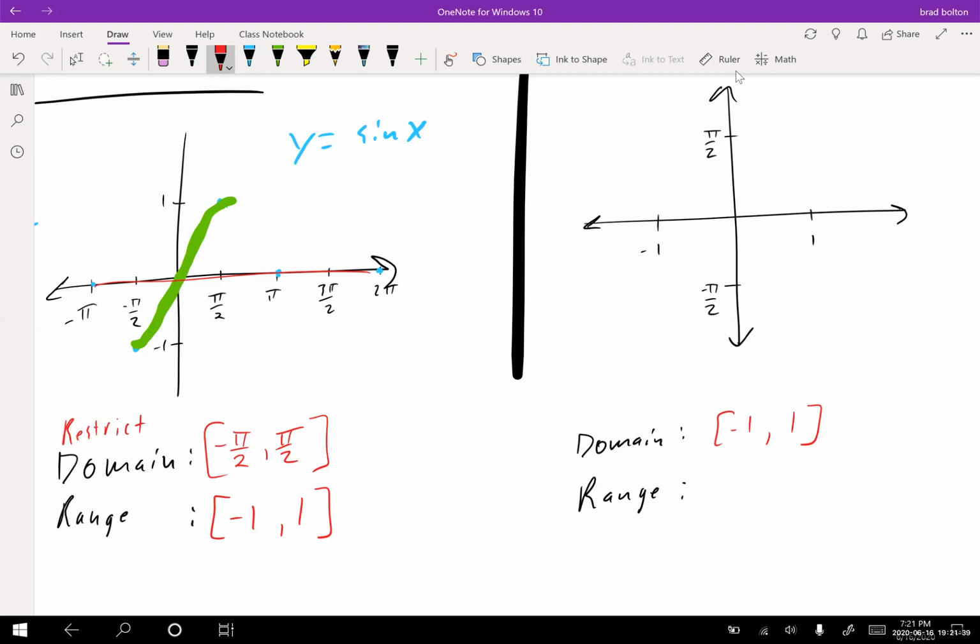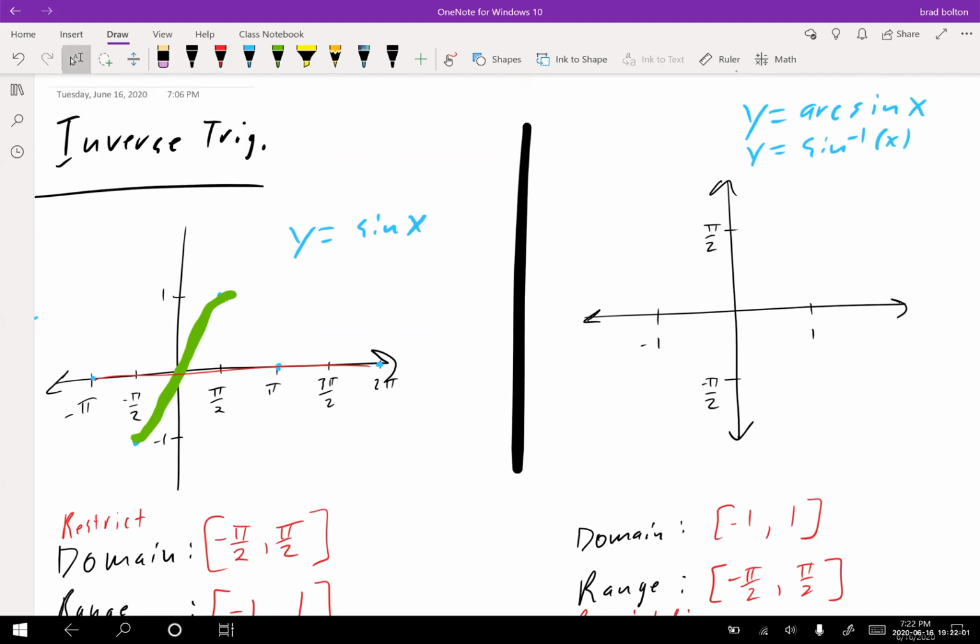And then the range would now be restricted to -pi/2 to pi/2. Okay, so remember, this is what it means to be an inverse. We take and flip the domain and the range for the inverse from the original function.